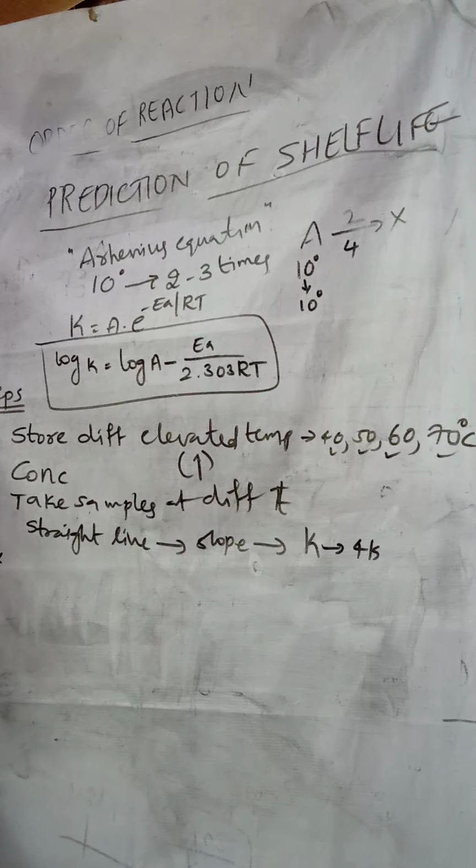Now what you have to do is plot a graph between log K versus the reciprocal of temperature. From that graph you can calculate the Ea value, that is, the energy of activation.